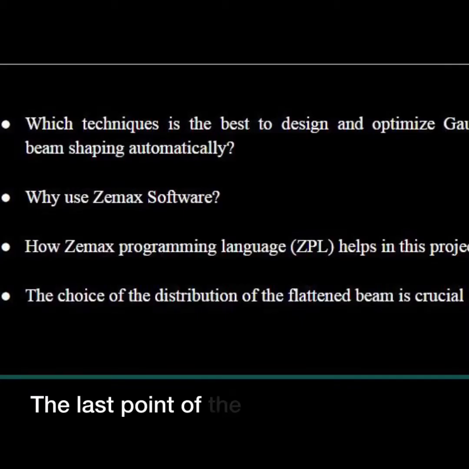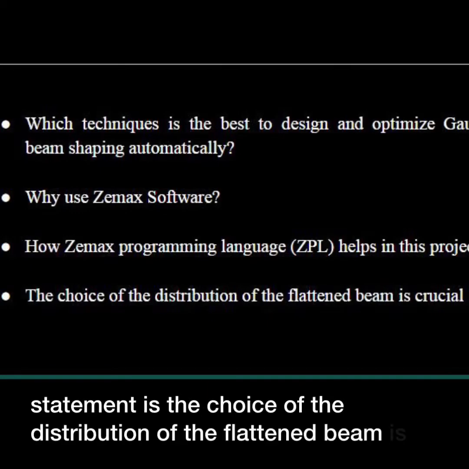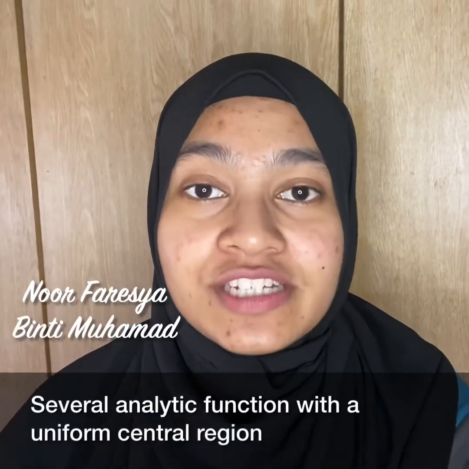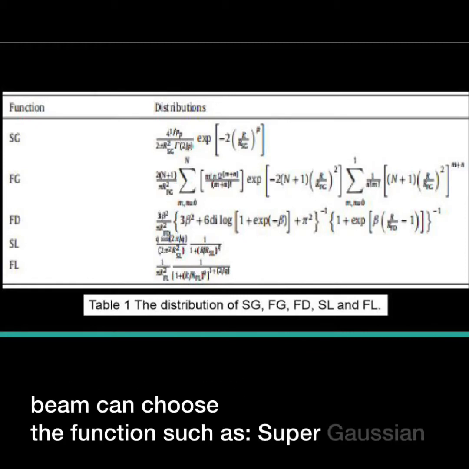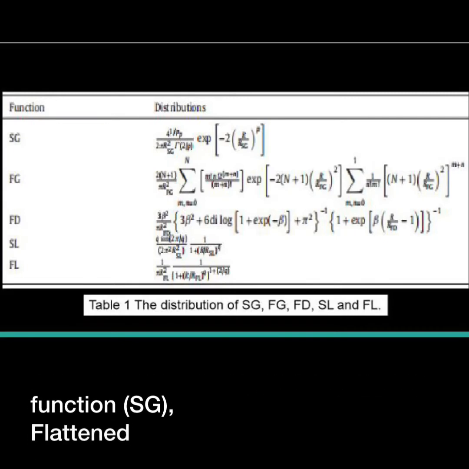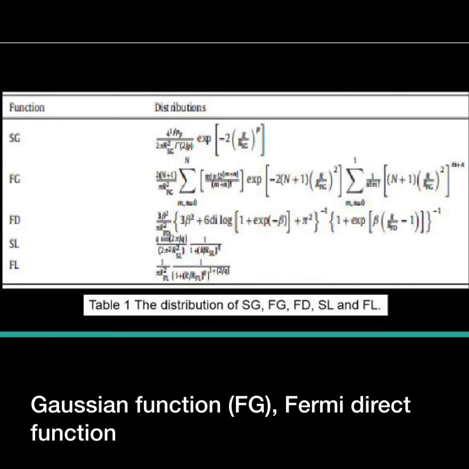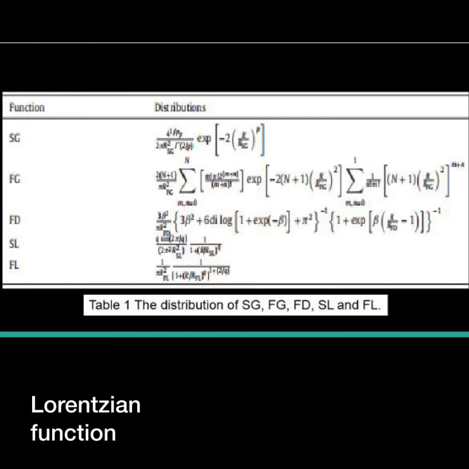The last point of the problem statement is that the choice of the distribution of the flat-top beam is crucial. Several analytic functions with a central region have been studied. Usually, the flat-top beam can choose a function such as the super Gaussian function SG, flat-top Gaussian function FG, Fermi-Dirac function FD, super Lorentzian function SL, and flat-top Lorentzian function, as shown in table 1.